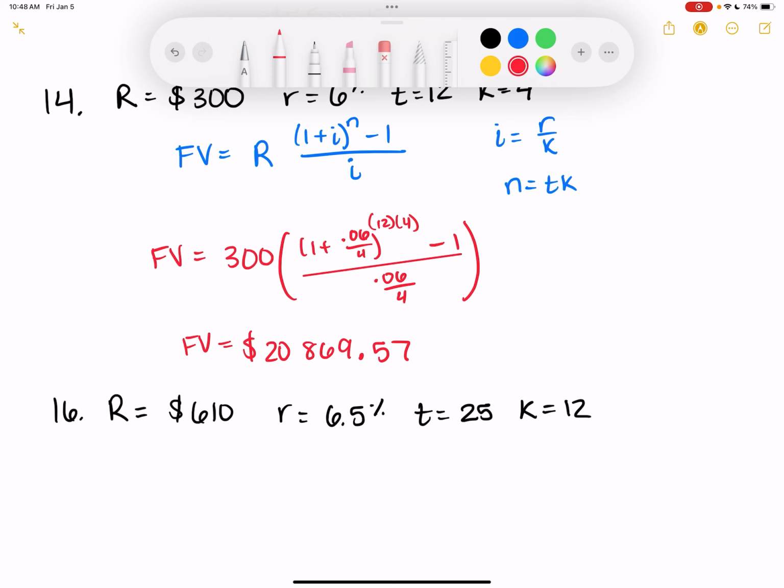All right. This is another future value problem. So this time we've got 610, and we've got 1 plus 0.065 over 12, raised to the 12 times 25, minus 1, divided by 0.065 over 12.